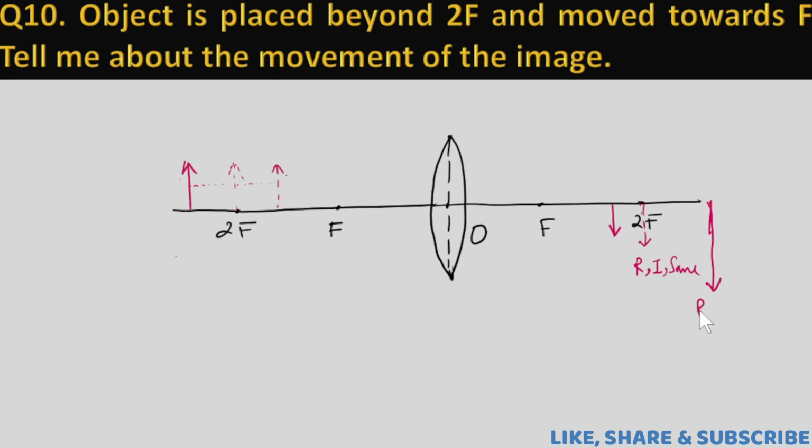It is real, inverted, and highly magnified. Continue moving this object towards the lens. When it is at the focus, the image is formed at infinity. And if the object is brought further closer towards the lens, though this has not been asked, we know that in this case, the image becomes virtual, erect, and magnified and is formed on the same side.